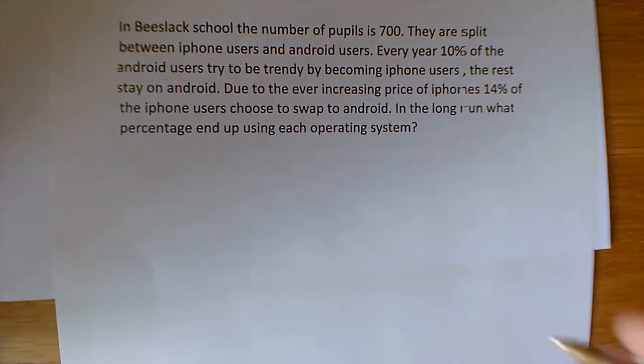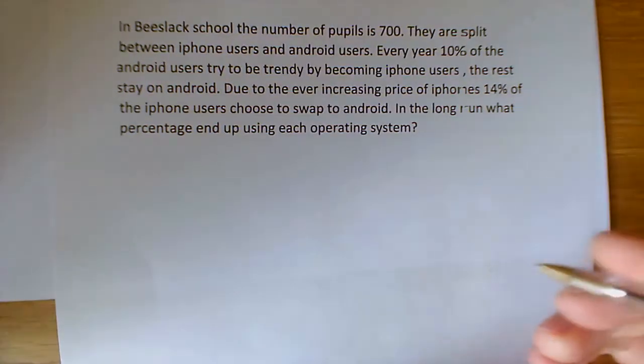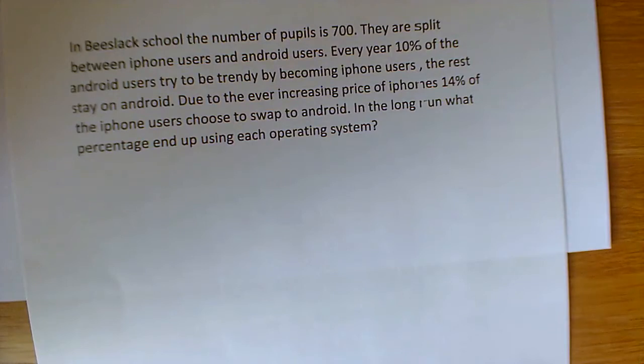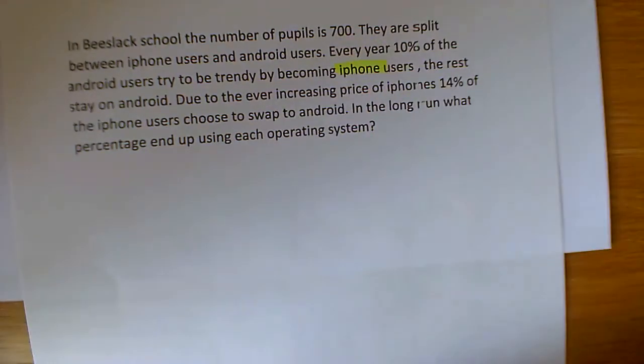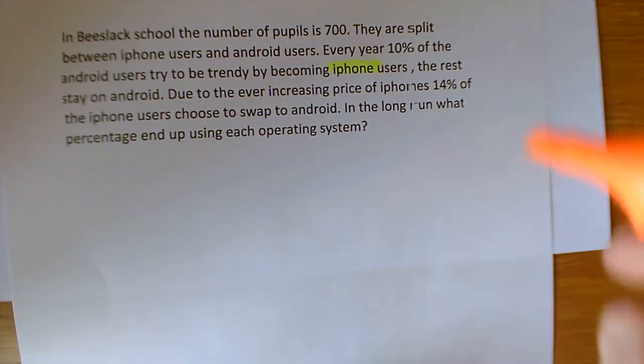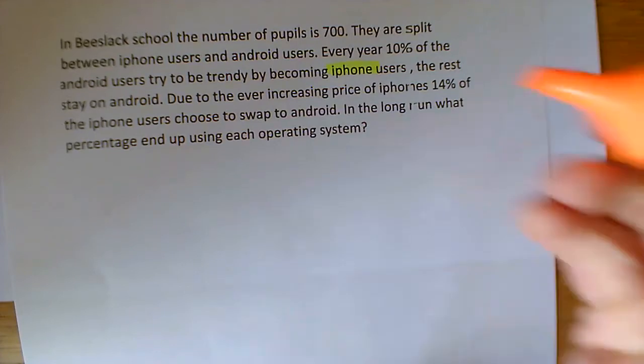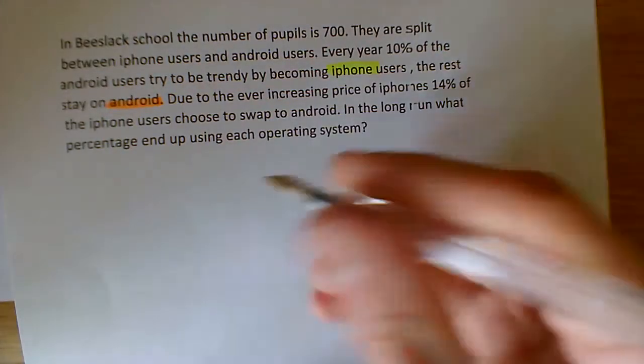Great, so hopefully you paused. Hopefully you've had a go. Let's try and start getting our information out. So we've got information here about iPhone users, and we've got information here about Android users. So those are going to be our two categories.